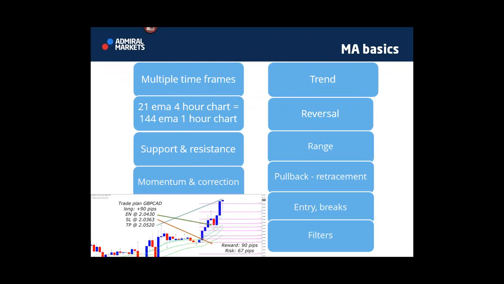You can use moving averages, as you probably know, for support and resistance, as indicated here in the screenshot. You can see how price is using that as support, riding along these three EMAs. You can use it as momentum and correction. When an 8 EMA is bullishly angled and strongly angled, that shows there's momentum. You can use it for trend, reversals, ranges, pullbacks, retracements, entries and breaks, and filters. And today we're going to talk about all of these.